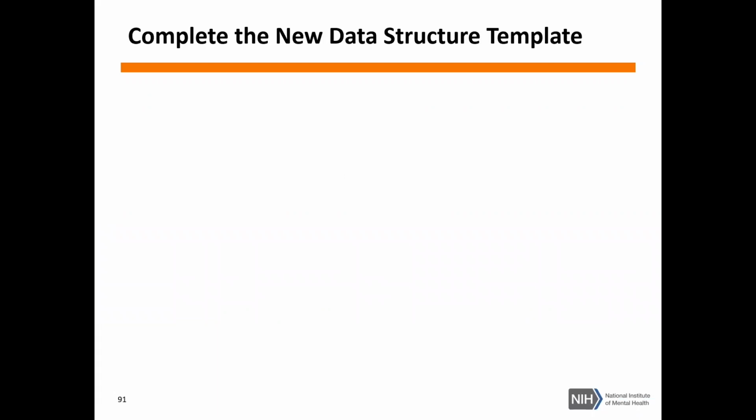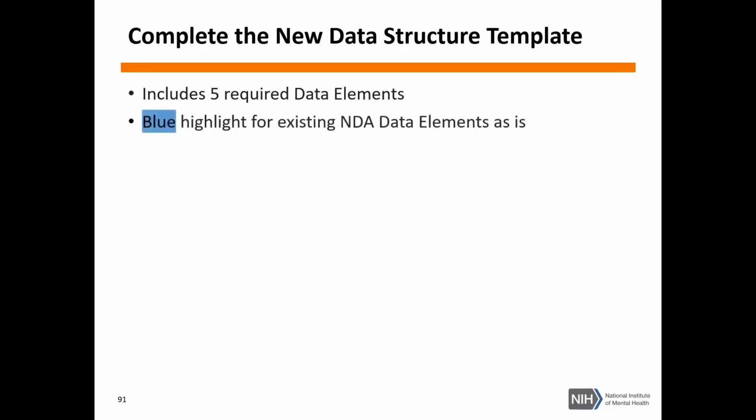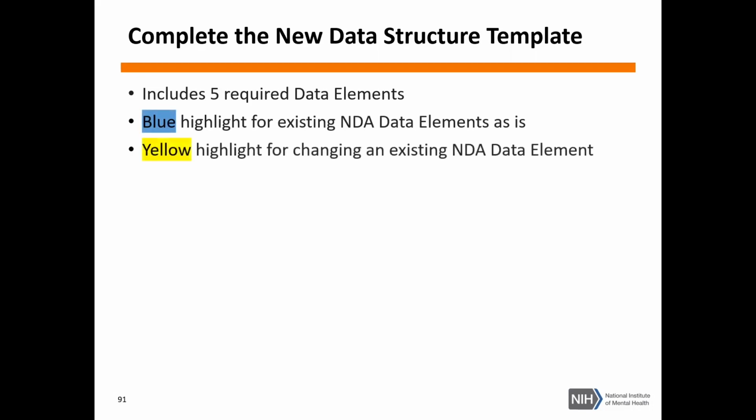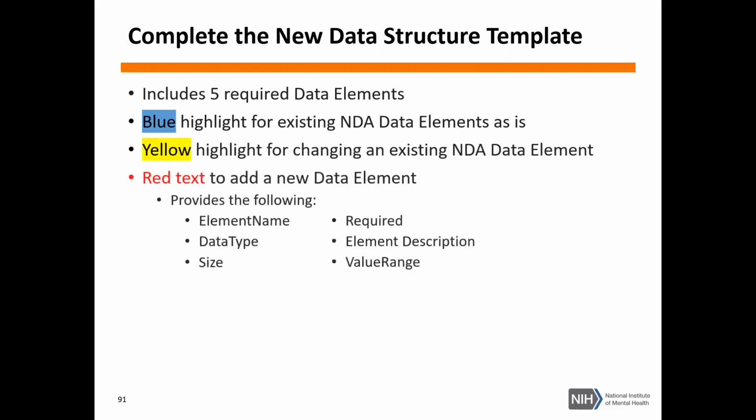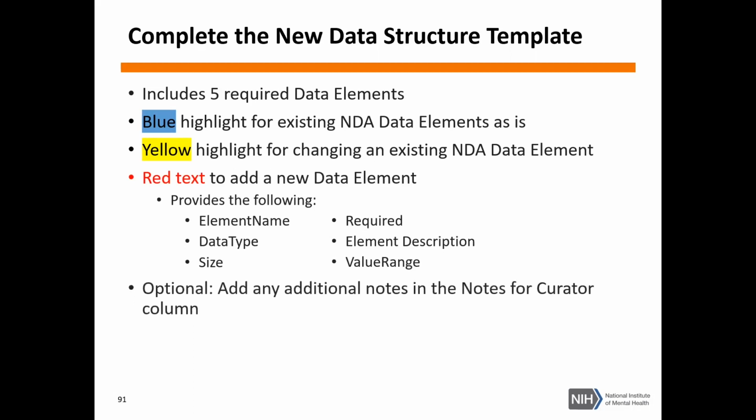So now here's a recap of the info we have on the new data structure template. Remember that every new template will contain those 5 required elements. These should not be altered or removed in any way. And you've heard me go over the color formatting plenty of times now. Blue is for existing elements, yellow is for existing elements with changes, and then red is for brand new elements. And as always, if you want to add that new column with notes for your data curator, please feel free to do so.